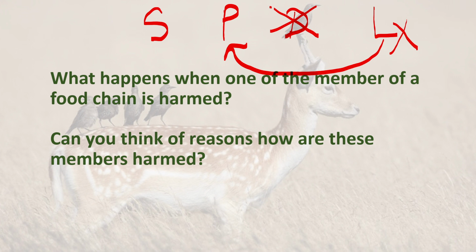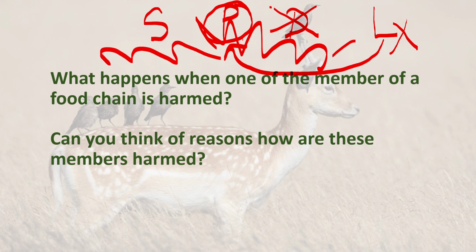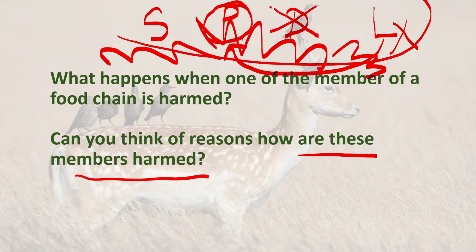And there is nobody to eat this plant because deers are not there. So the plant will just keep growing everywhere, and suddenly we'll have so many weeds around us that it will become uncontrollable. So all the members of the food chain are very, very important to maintain balance in nature. Correct? Now, can you think of reasons how these members are harmed? Let us say if there are no deers, can you think of reasons why there might be no deers? Like how will deers just die?